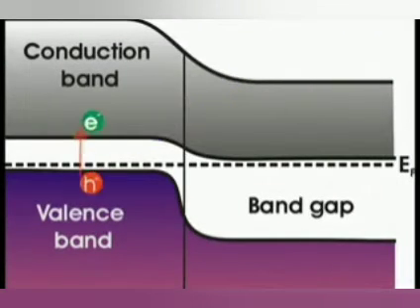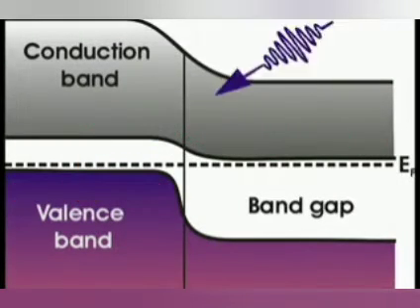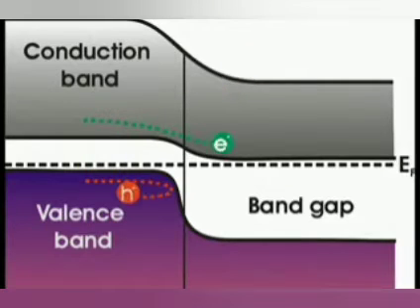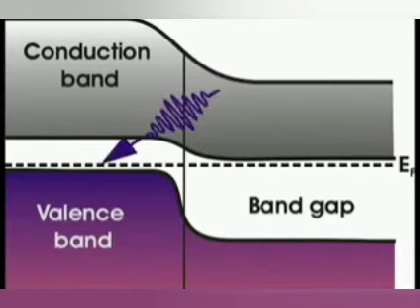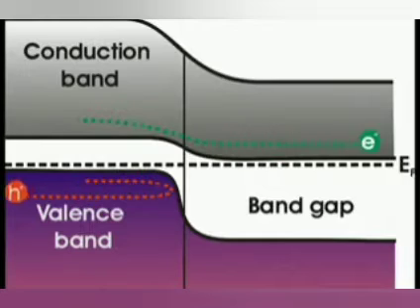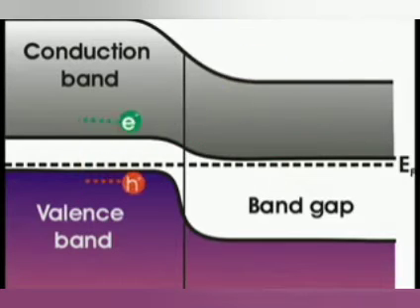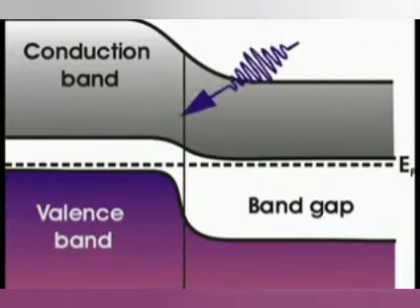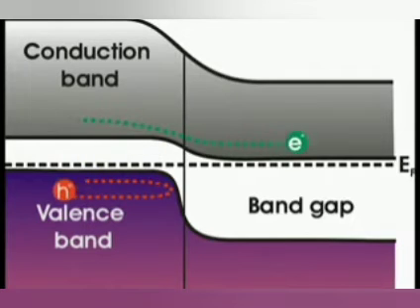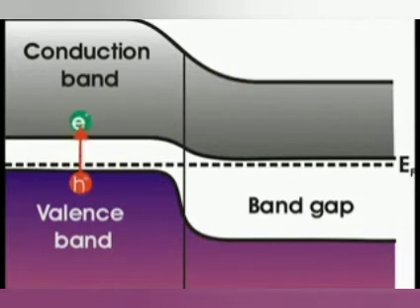And you can see how the energy band occurs when heat or stimulation is given to the material, how holes and electrons get separated, and how the band gap is created between the valence band and conduction band.